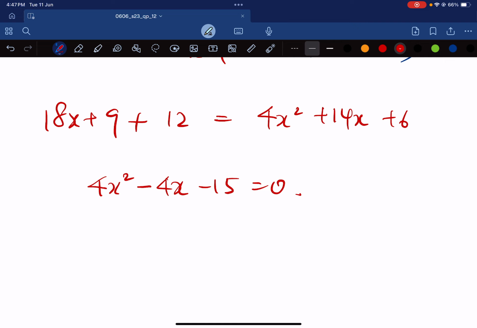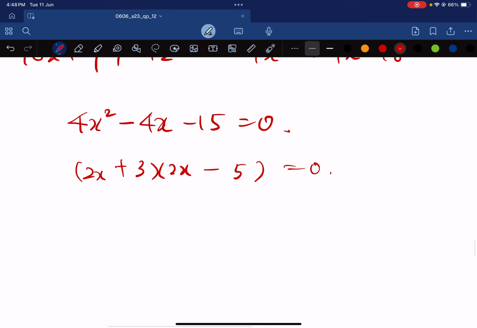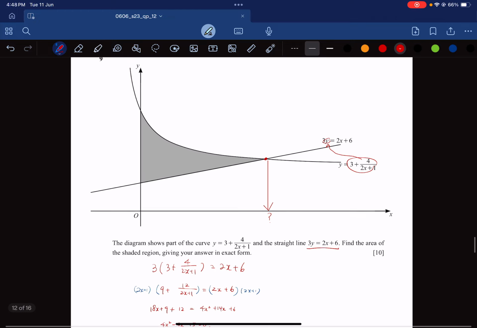5 and 3, 2. Wait, can we factorize this thing? 5 and 3, 2 and 2. Yeah, we can do this. For this is 2x, 5, 3, minus 10 plus 6. Okay, so we have x equals negative 3 over 2, or x equals 5 over 2. So they have two intersections.